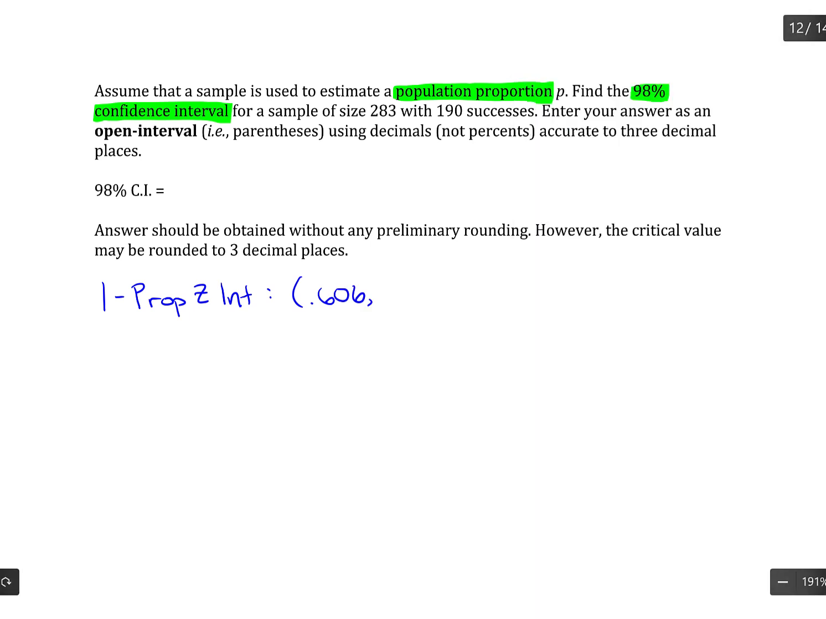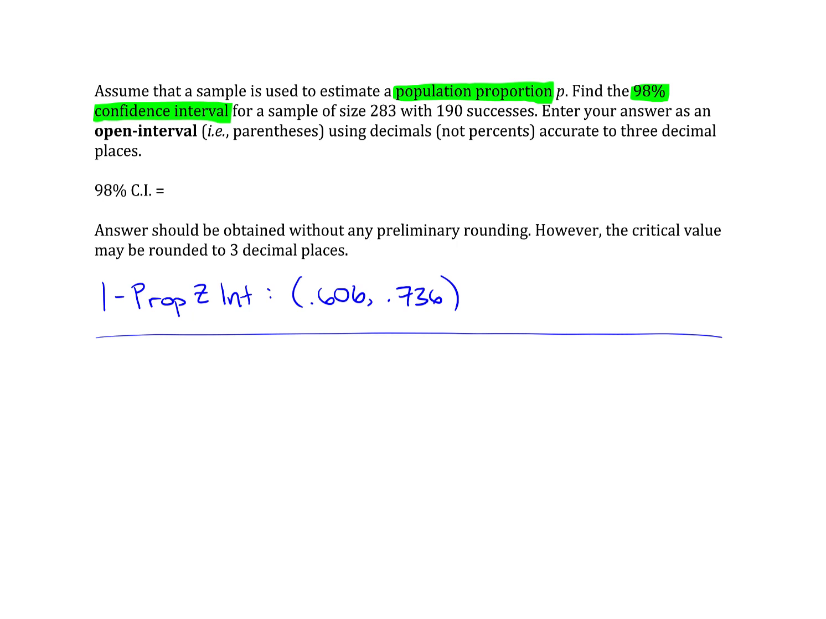When you hit calculate, you are given the endpoints of the interval, so 0.606 and 0.736. And that right there is in the form of an open interval. So that would be your final answer if you're allowed to use the calculator to that extent. If you need to use formulas, then follow along. Otherwise, you don't need to go any further in this video.